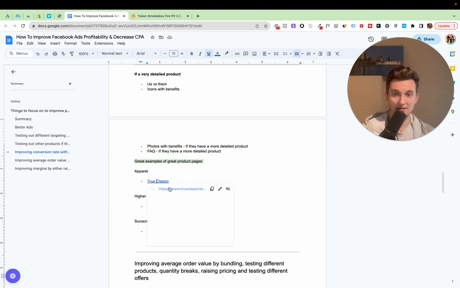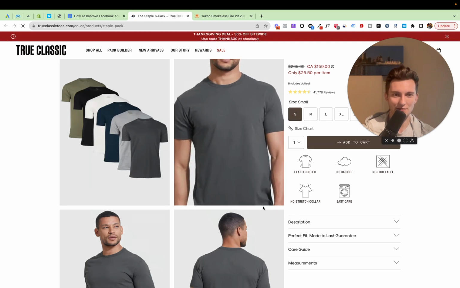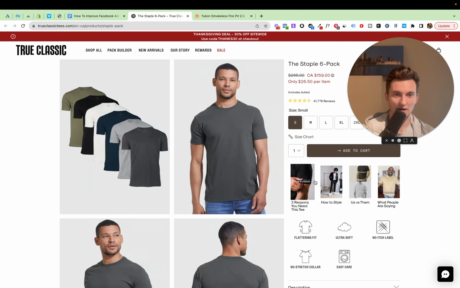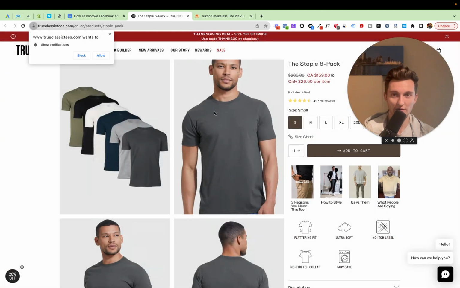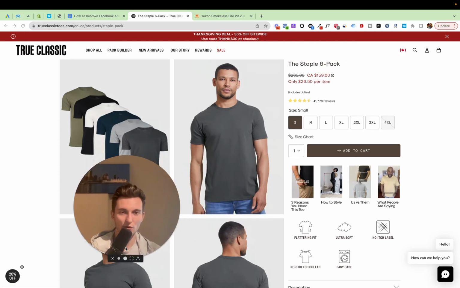For apparel, I'd say True Classic, they're a 9-figure brand at this point. Everything is very detailed. You can see the icons. Photos are very, very clear. This is pretty cool how they almost have their reels right here. 3 reasons you need to try this tee. They have all their marketing right there. But you can see right above the fold, they've got the product, a nice little offer on it, all the reviews, sizing, a very clear size chart, and then the add to cart button. Make sure it pops, okay? It's this nice dark brown color. You don't want it to blend in with the page.